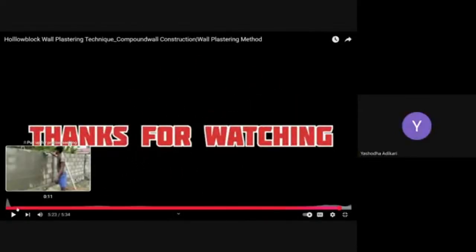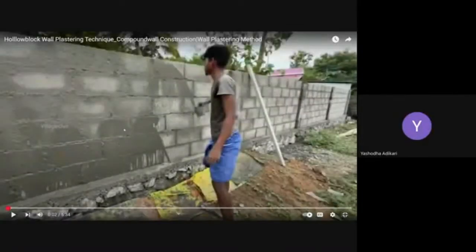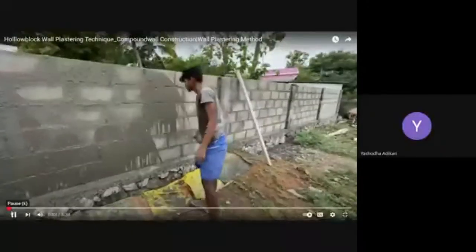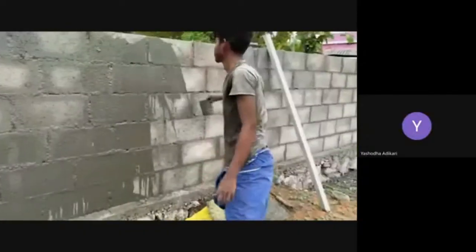This is the way we are doing the plastering. I'll show you. Now, can you see at the beginning, they apply some water onto the wall, right? Can you see? Water means actually some cement water.